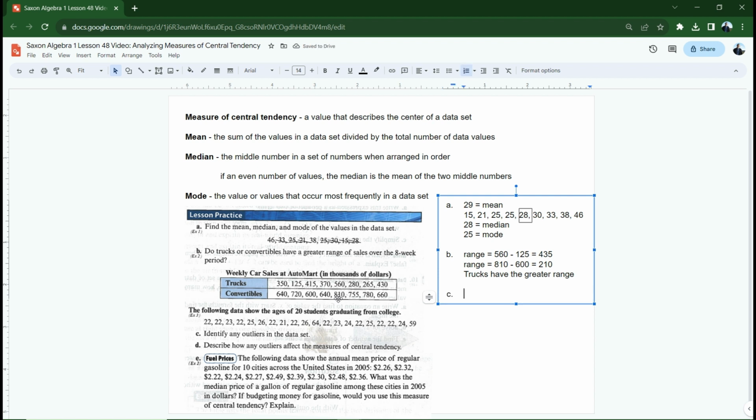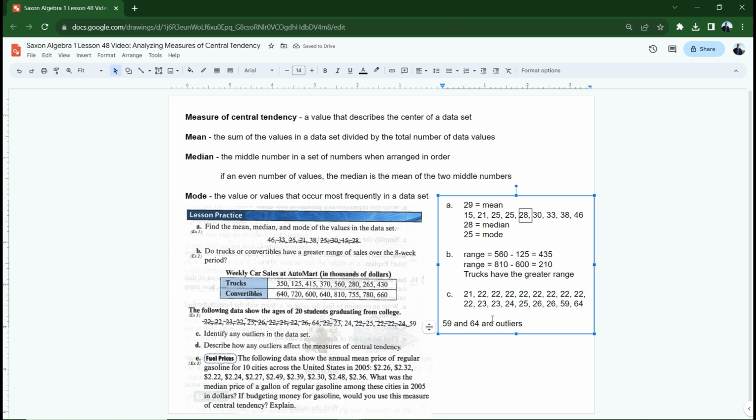The following data set shows the ages of 20 students graduating from college. The first thing we're asked to do is find any outliers in the data set. So I'm just going to list these in order again. Do I have any outliers in this data set? Well, 59 and 64 are way different from where all the central measures are. 21, 22, 23, 24, 25, 26, those are all really close together. They're really centered around the median or the average. 59 and 64 are outliers.